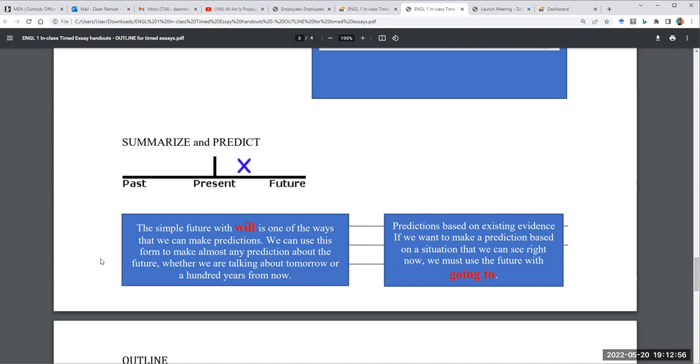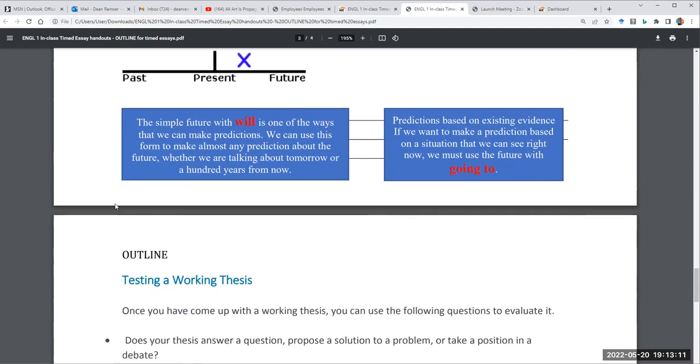So your concluding paragraph is going to summarize the main points of your essay, and it's also going to predict where this discussion could go, where it might go, where it will go. So think of a future tense word like will in your concluding paragraph.